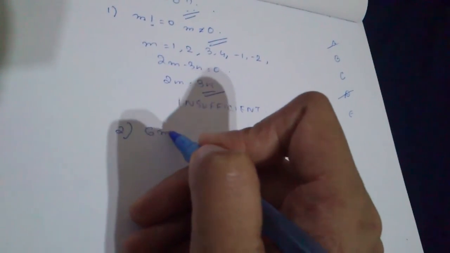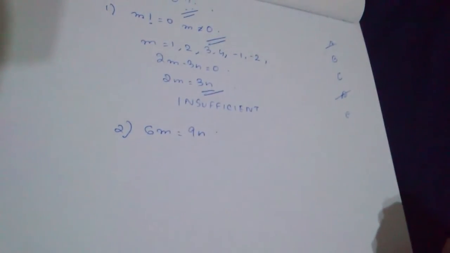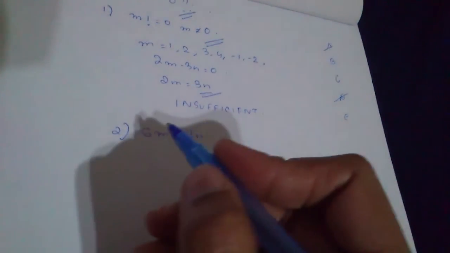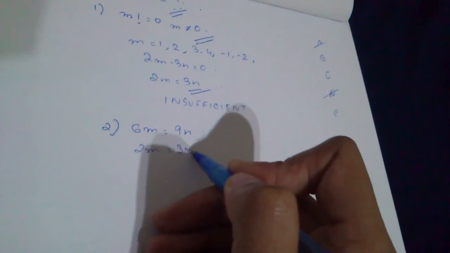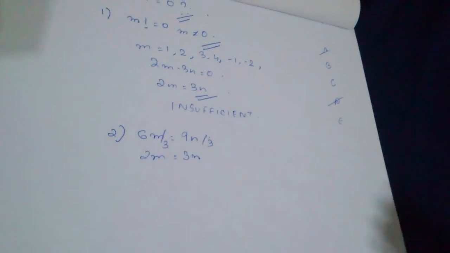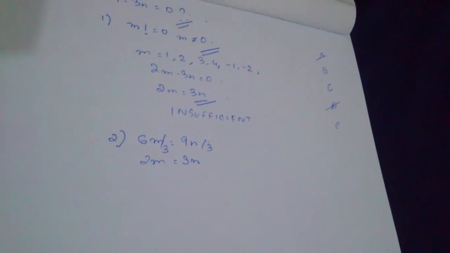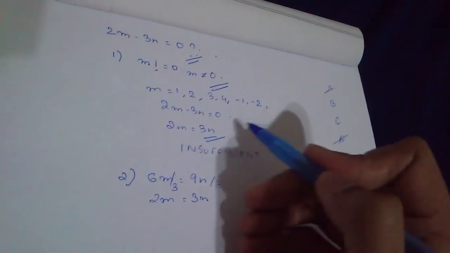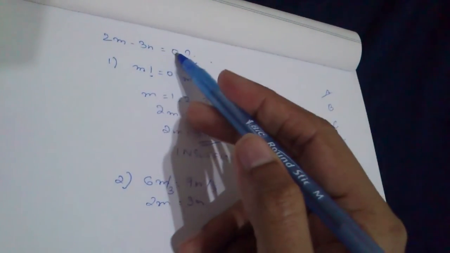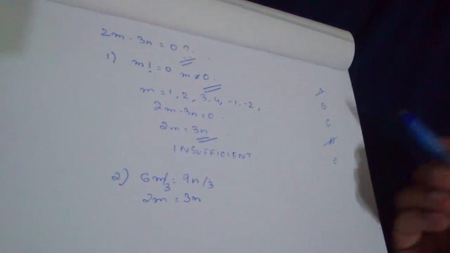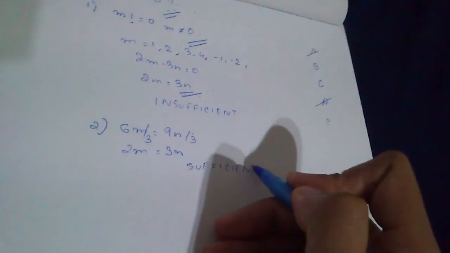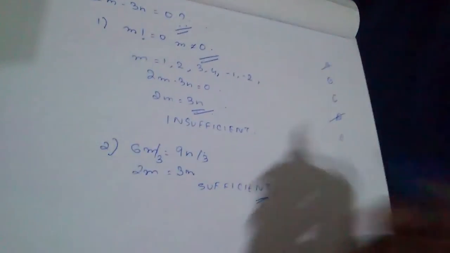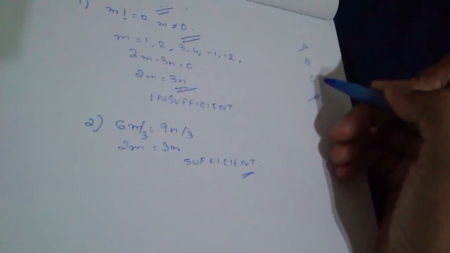The second statement tells us 6m is equal to 9n. Now, if you see, 6 and 9 are both divisible by 3, so let's simplify it. We divide both of them by 3 and we get 2m is equal to 3n. This is exactly what we were looking for initially. We were looking for whether 2m is equal to 3n, because 2m minus 3n is equal to 0 only if 2m is equal to 3n. Since we've got 2m equal to 3n, definitely 2m minus 3n will be equal to 0. So B is sufficient.